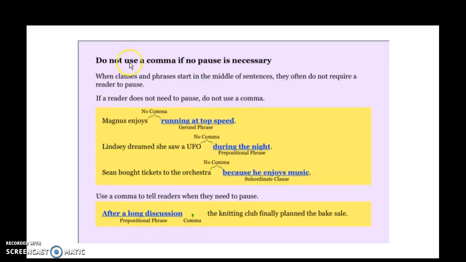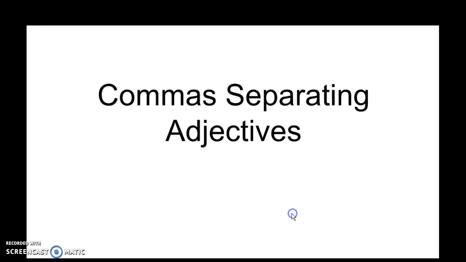Next slide. Do not use a comma if no pause is necessary. So, Magnus enjoys running at top speed. We don't need a comma there. The subject's first. Lindsay dreamed she saw a UFO during the night. Don't need a comma there. There's a subject. There's a verb. This is just a prepositional phrase. Then finally, Sean bought tickets to the orchestra because he enjoys music. Now, just so we understand, you never put a comma before because. So if you see because, don't worry about a comma before it. Here's one that you need a comma. After a long discussion, comma, the knitting club finally planned the bake sale. Now here we have again the subject, and we have the verb right there.